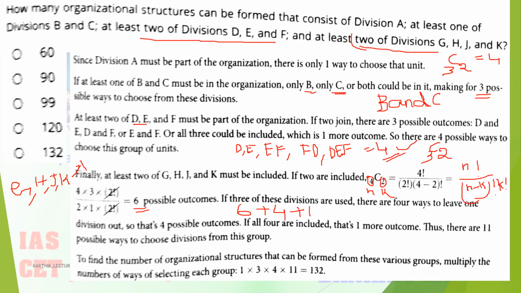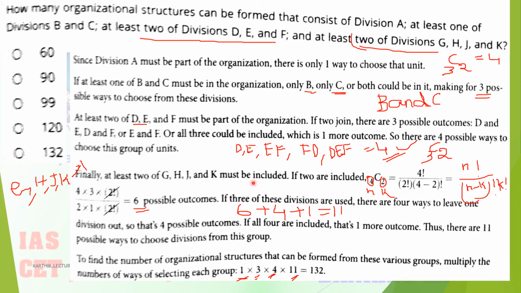So total is how much? 6 plus 4 plus 1, how much? 11 combinations. So the first one is A, this is A only, so A is 1. Then B and C is a combination, how much? 3 combinations. Then DEF, 4 combinations are possible. So the last one, GHJK, 11 combinations are possible.